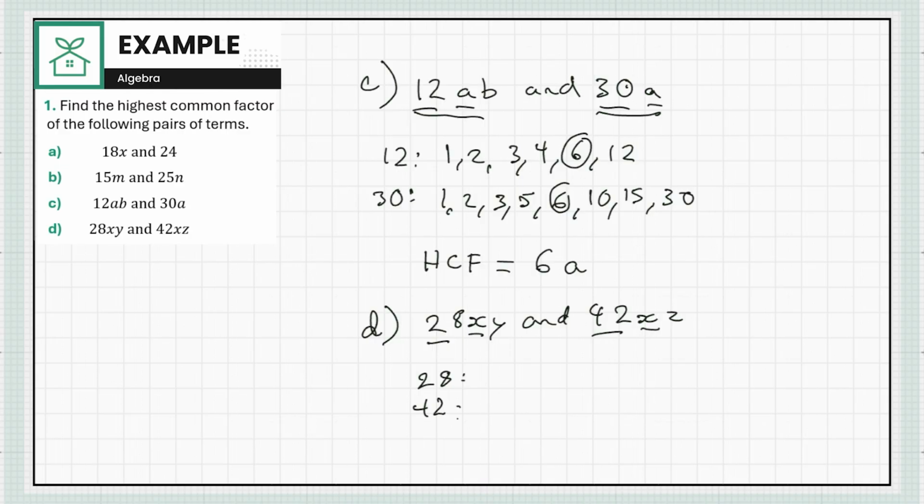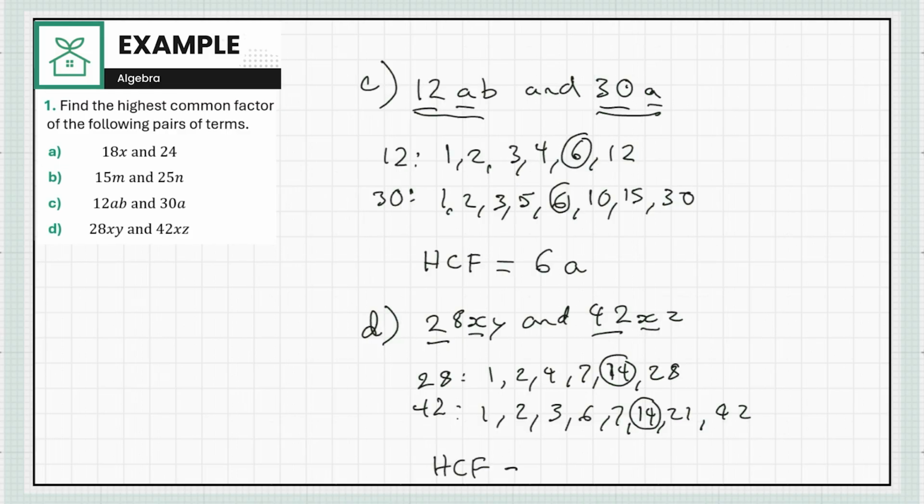Alright, factors of 28: 1, 2, 4, 7, 14, and 28. And factors of 42 are 1, 2, 3, 6, 7, 14, 21, and 42. Now, the highest common factor here is going to be 14, but because they both share a pronumeral x, the highest common factor is actually equal to 14x.